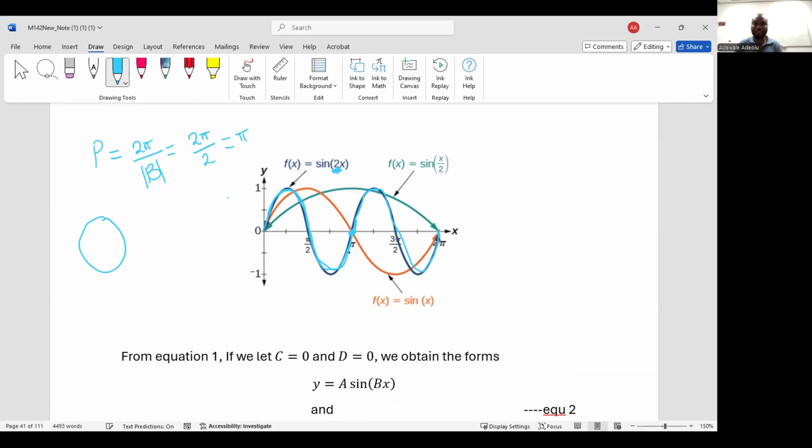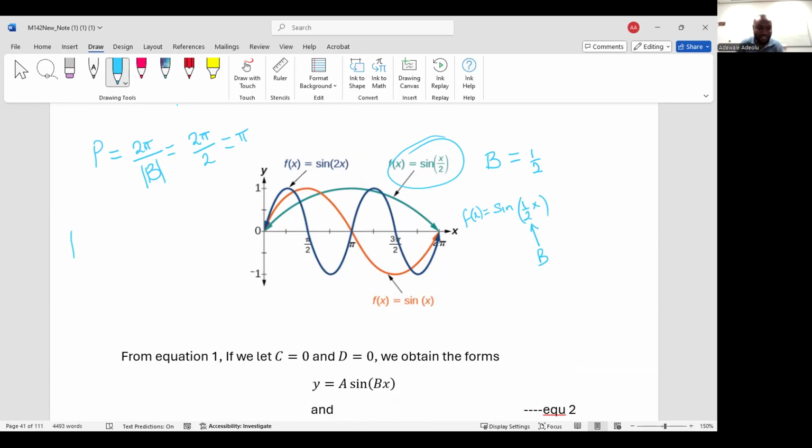Let us just talk about that. Now let us look at this over here. I will again clear this. Now, in this case, our B is 1/2, because I can write it as f of x equals sine of 1/2 x, right? So B in this case is 1/2.